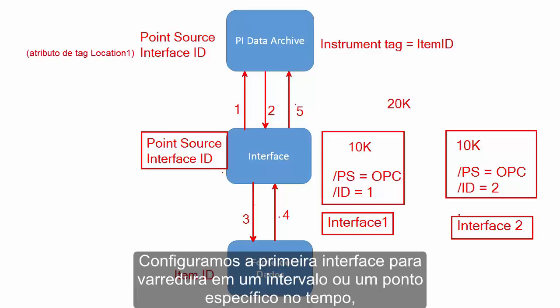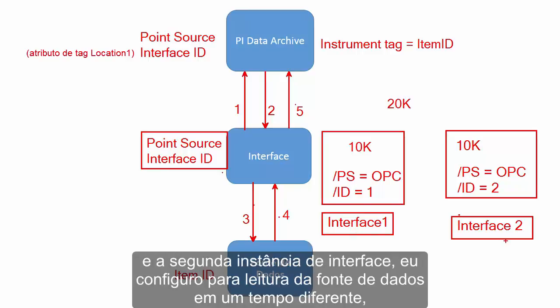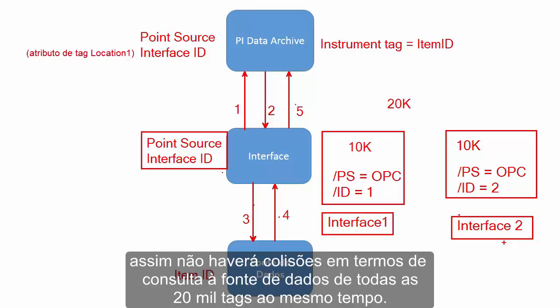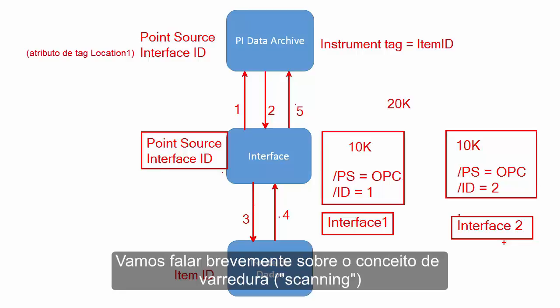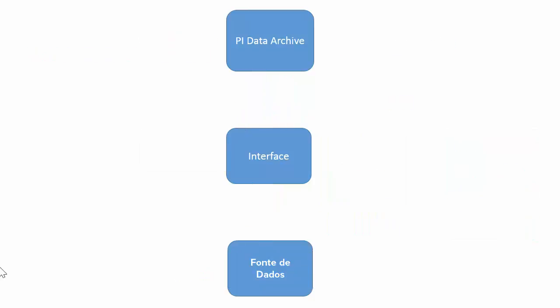And we can say, okay, the first interface, I can scan at a specific interval in time or a specific point in time. And the second interface instance, I can configure to scan the data source at a different time, so that there won't be any collisions in terms of querying all 20,000 tags of the data source at the same time. So let's now talk very briefly about the concept of scanning the data source.